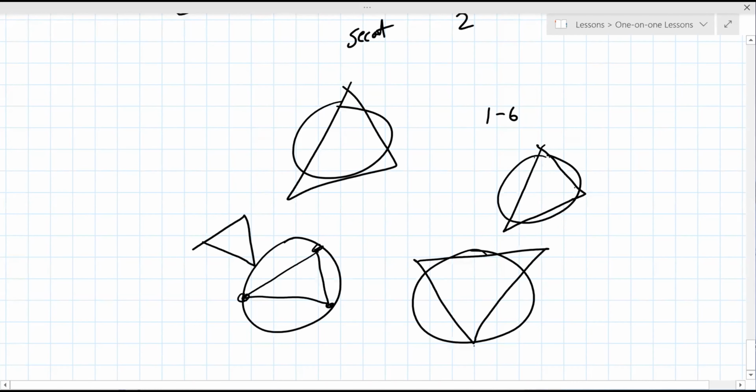Have you talked about concentric circles? No. Okay. How about the intersection of circles? No. We literally just started circles. Okay.